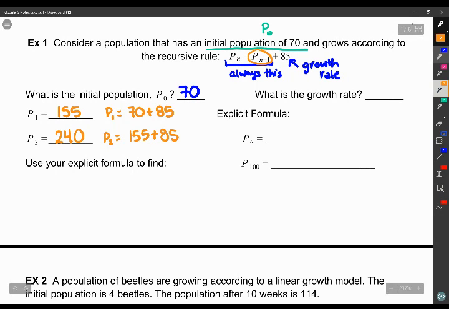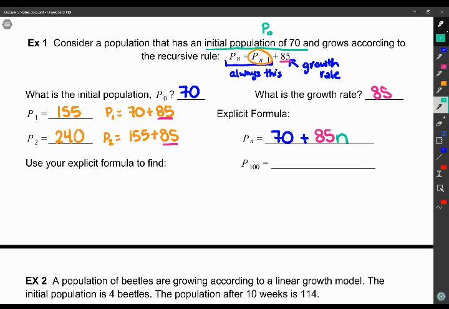And the growth rate, again, is that value at the end. So it's this 85. And so that's why I'm growing by 85 each time, but I'm using the previous value in the other spot. When I write an explicit formula, P sub n is always equal to the starting amount. So in this case, our starting amount was 70, plus our growth rate, and our growth rate was 85. And then our value here is just going to be n. So it's 70 plus 85 times whatever the time is.